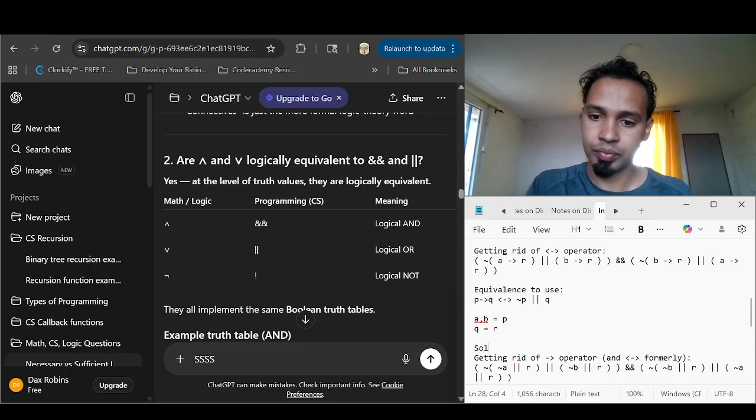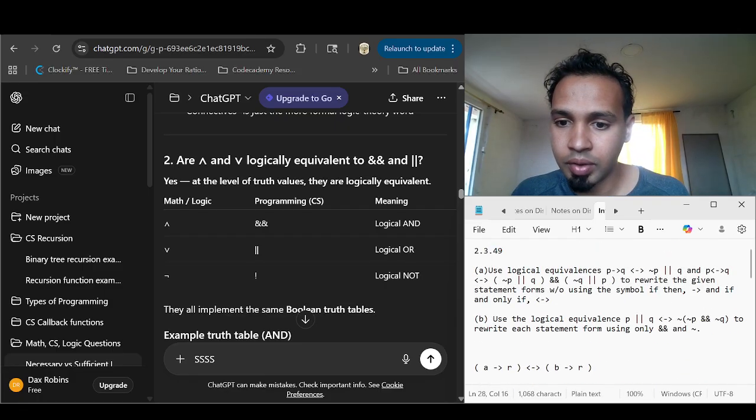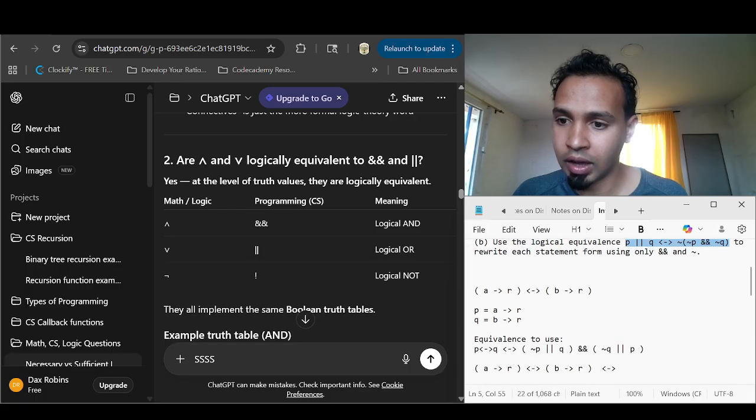All right, so that's basically the solution to A. And now the solution to B is use the logical equivalence, this, to rewrite each statement form using only and, not.